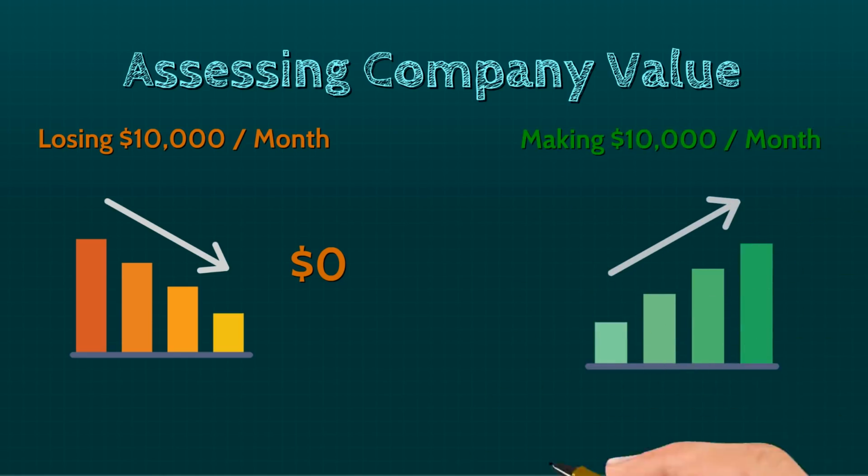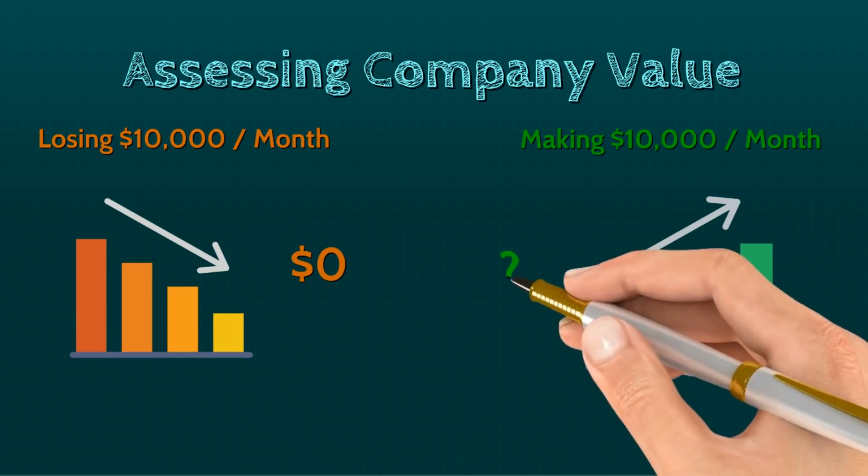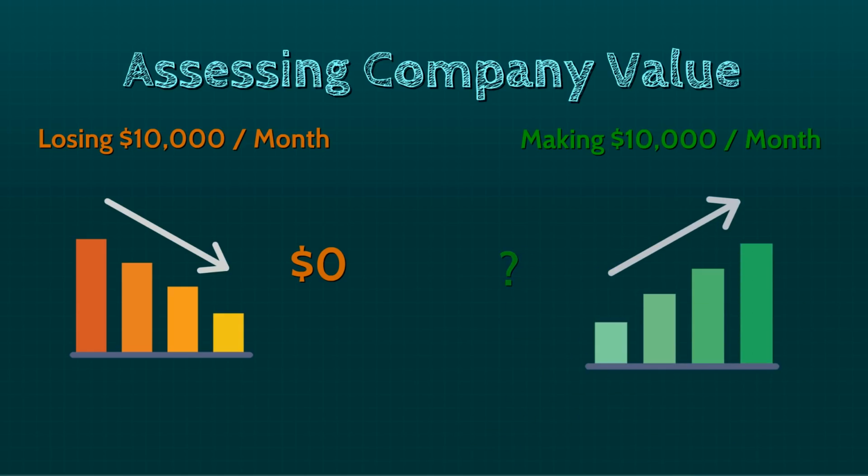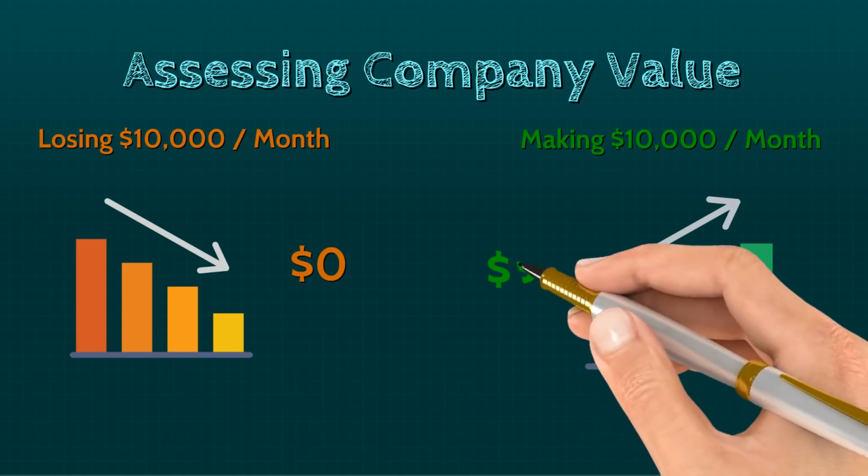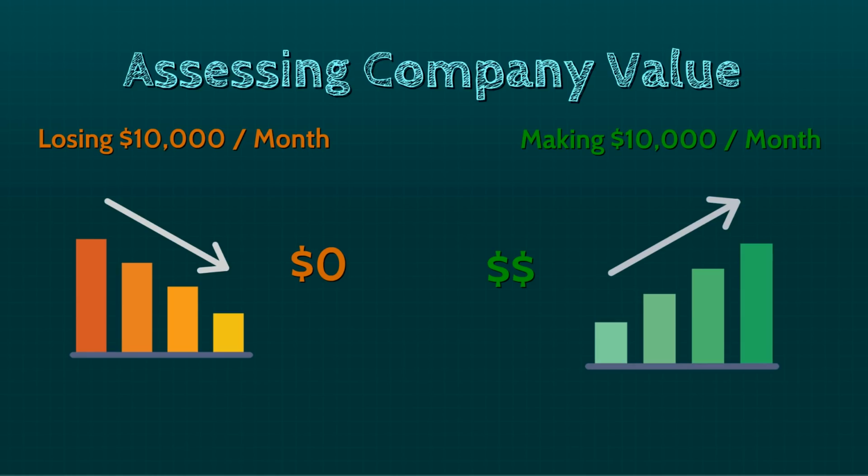On the flip side, if you owned a company and that company made $10,000 a month, what would the value of that company be? This is a much more difficult question, but at least you know that it has to be a positive number since it makes you money every month. We'll work on figuring out how to assign value to this income, which is called earnings, when it's made by a business.